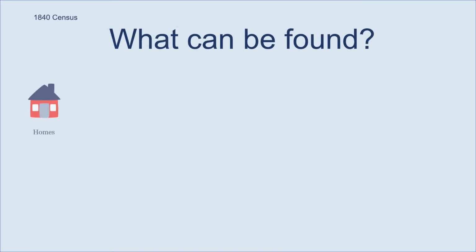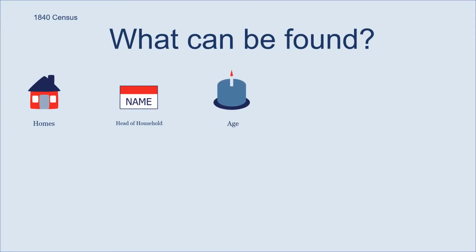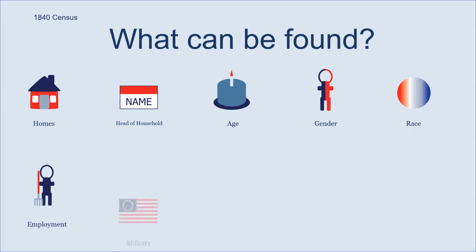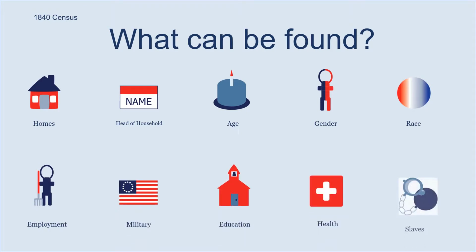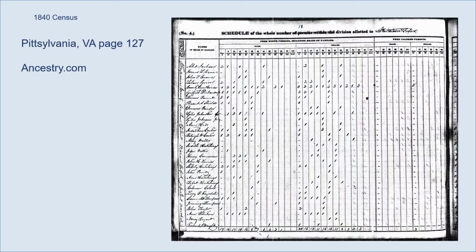What can be found? Homes, head of household, age, gender, race, employment, military, education, health, and slaves. This is an image of the first part for page 127. A standardized form was used. The pages used in this presentation were found on Ancestry.com.